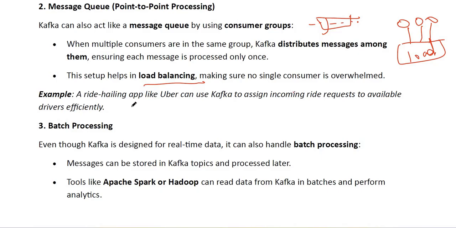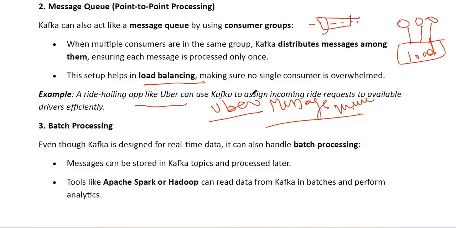So what is the best example for this? A ride-hailing app like Uber. Uber is the very best example for this kind of message queue. Previously we saw real-time streaming, where Twitter sentiment analysis is the best example. Here the real-time example is Uber. It is a message queue of Kafka.